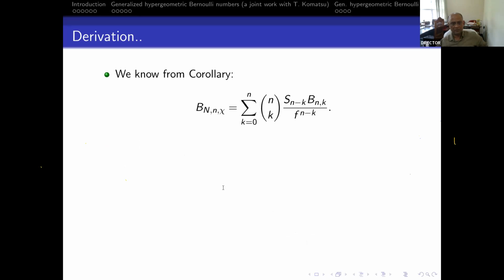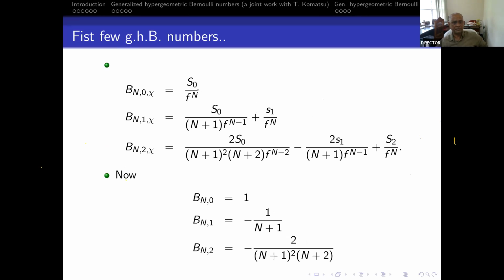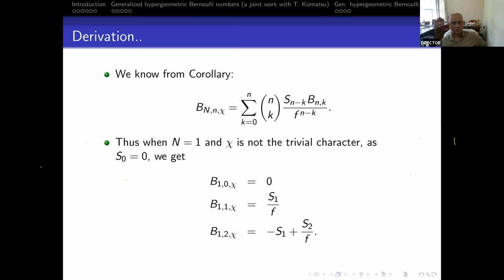So you can go back, B_10(χ) is S_0 by f to the power n, since S_0 is 0 in that case. So the first generalized hypergeometric Bernoulli number, if you fix this little n, is 0, and the next will be S_1 by f. It's easy to calculate S_1. And B_12(χ) will be minus S_1 plus S_2 by f. In the paper we have calculated a few more. It becomes more complicated if you go on increasing these indices, and it's not easy to calculate.